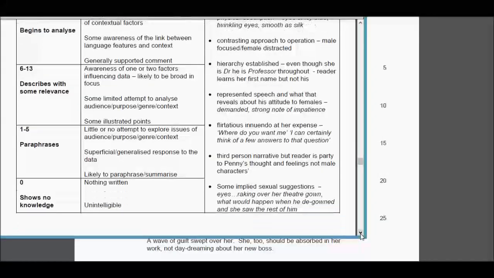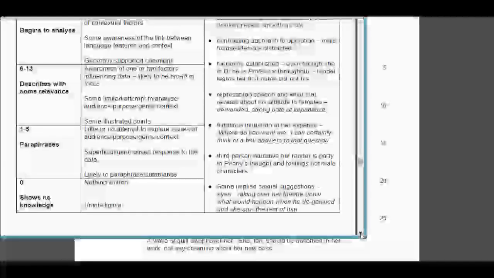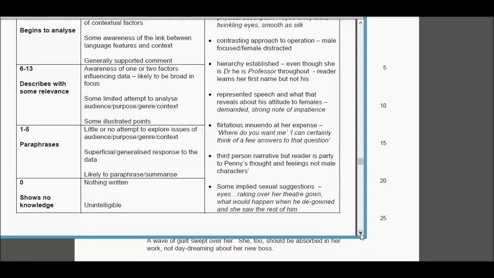Further down this smart scheme, contrasting approach to operation: the male is focused, the female is distracted. There's a very clear hierarchy established. Even though she is a doctor, he is a professor. And the reader learns that her name is Penny, but we don't identify the first name of the professor.